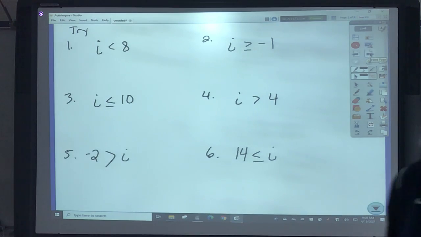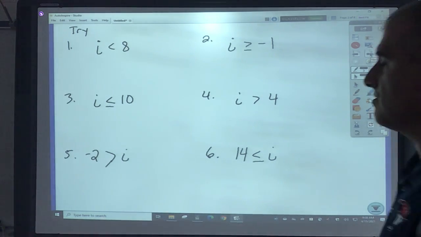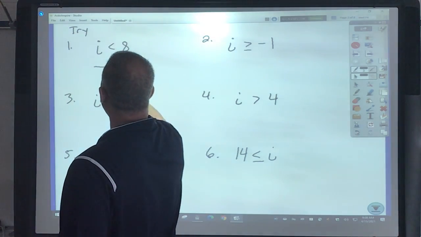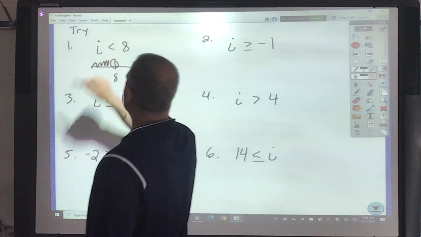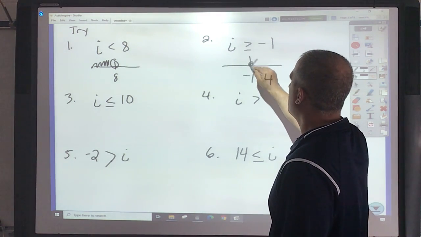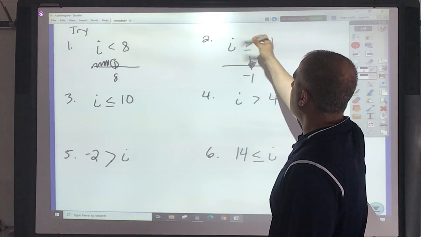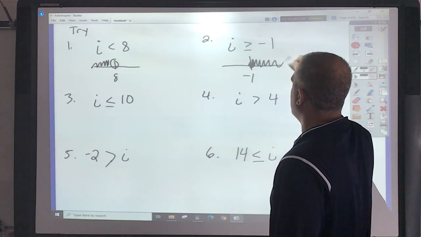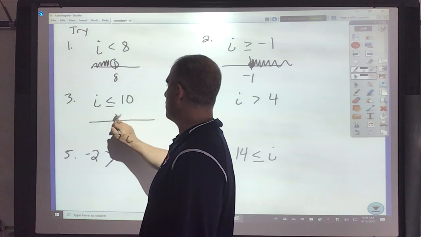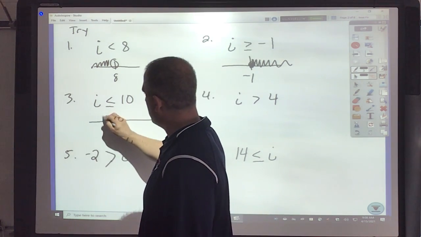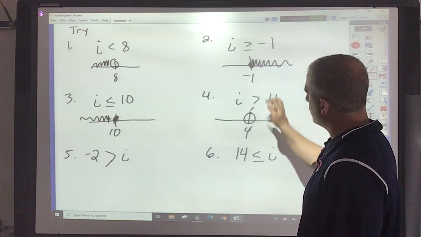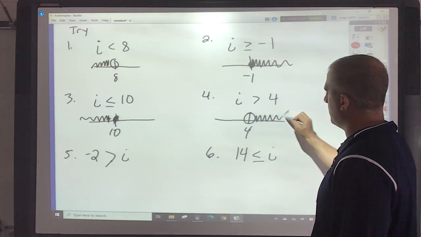So what I'd like you to do is go ahead and pause your video and try these, okay? Go ahead and unpause, all right? This would be 8, open circle, eating the number, so shade left. -1, more inequality, closed circle, eating the variable in this case, so shade right. This one would be 10, closed circle. It is eating the number, so I shade left. This one at 4 would be an open circle. It's eating the variable, so I shade to the right.